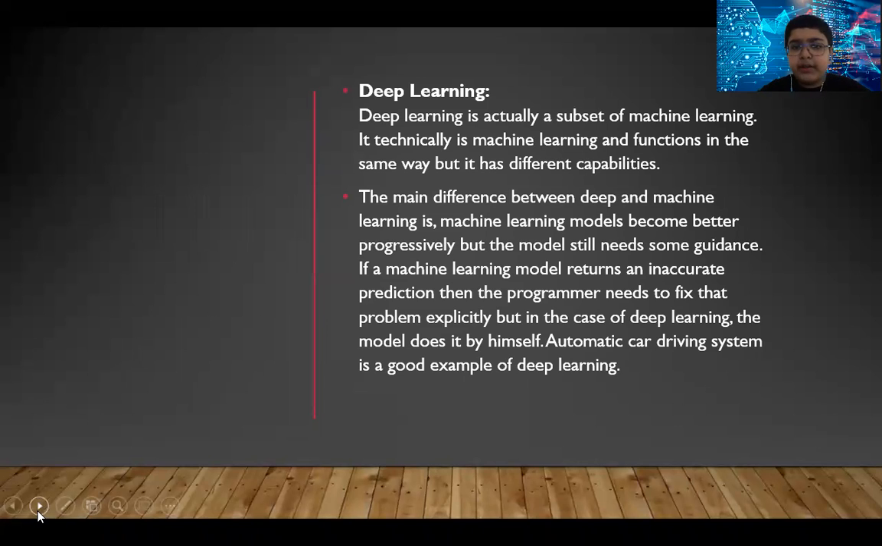Deep learning. Deep learning is actually a subset of machine learning. Technically it is machine learning and functions the same way, but it has different capabilities. The main difference between deep learning and machine learning is that machine learning models become better progressively, but the model still needs some guidance. If a machine learning model returns an inaccurate prediction, then the programmer needs to fix that problem explicitly. But in the case of deep learning, the model does it by itself. Automatic car driving system is a good example of deep learning.